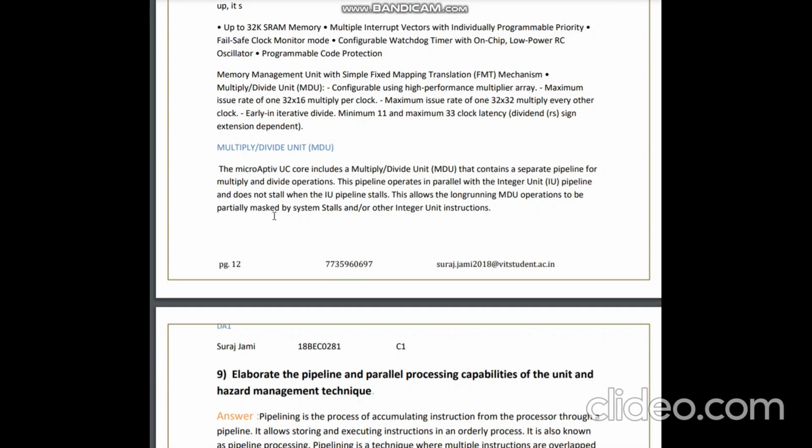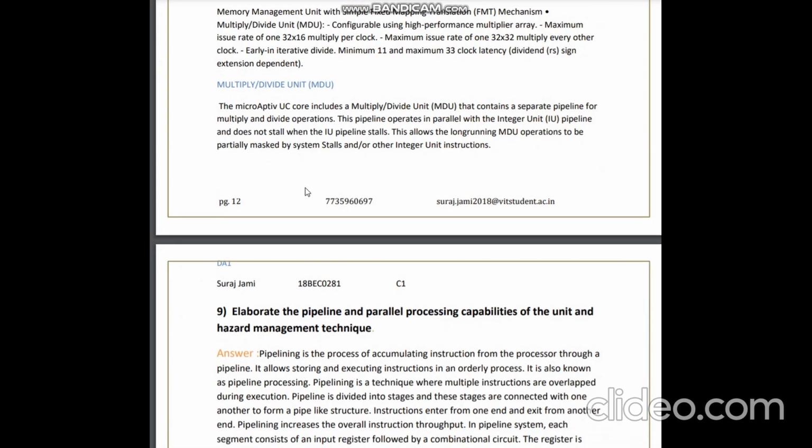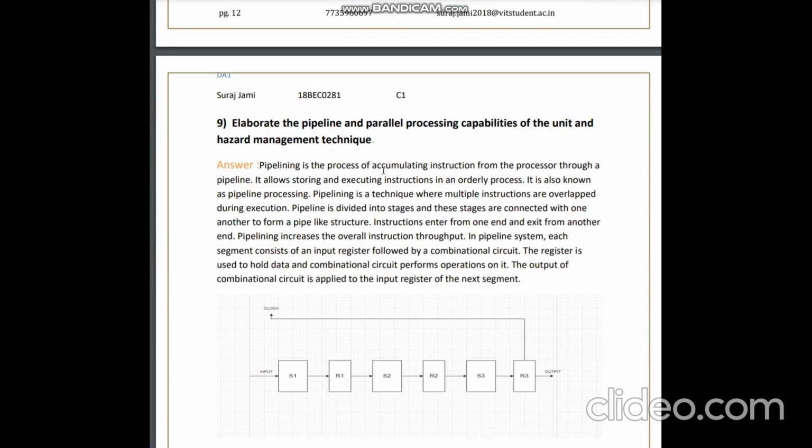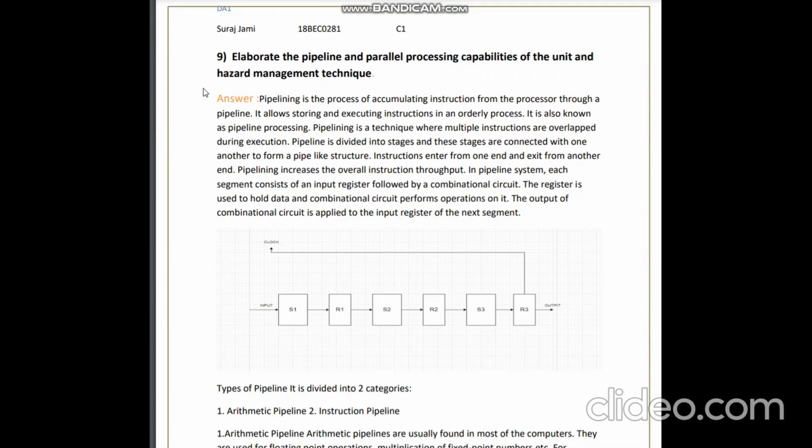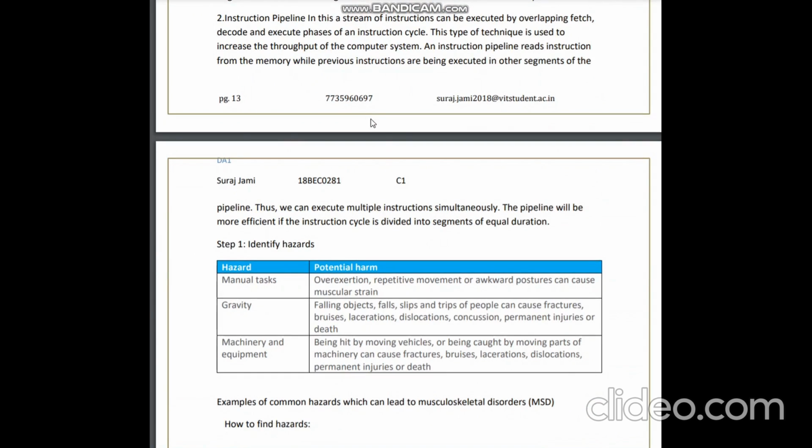The microAptiv UC core includes a multiply divide unit that contains a separate pipeline for multiply and divide operations. The pipeline operates in parallel with the integer unit IU pipeline, and does not stall when the IU pipeline stalls. Explain the pipeline and the parallel processing capabilities of the unit and hazard management technique. This is the ninth question.